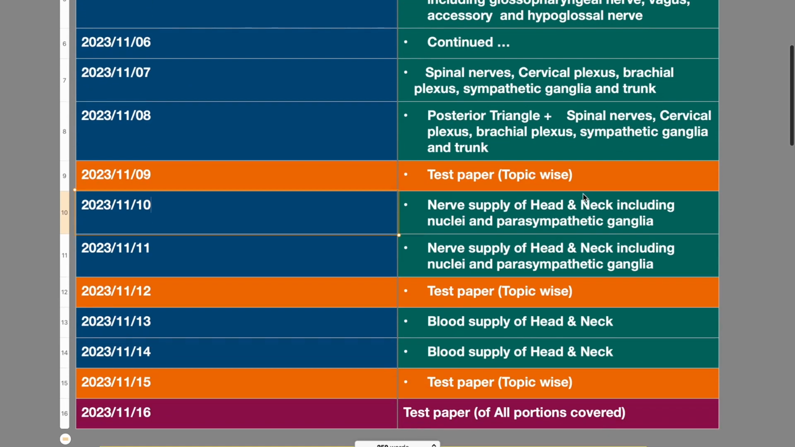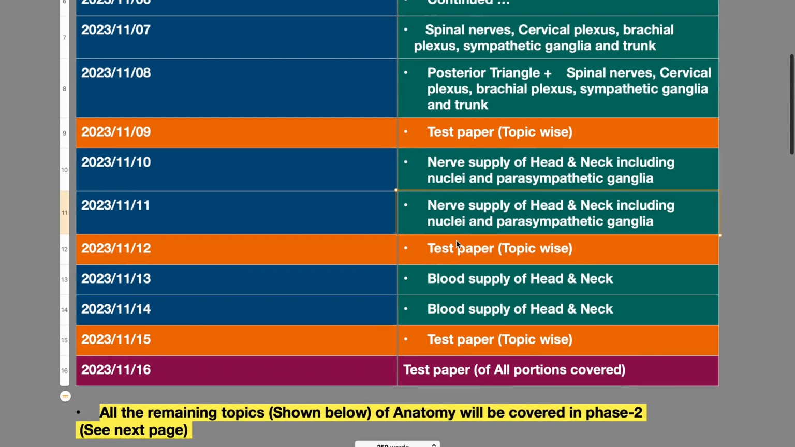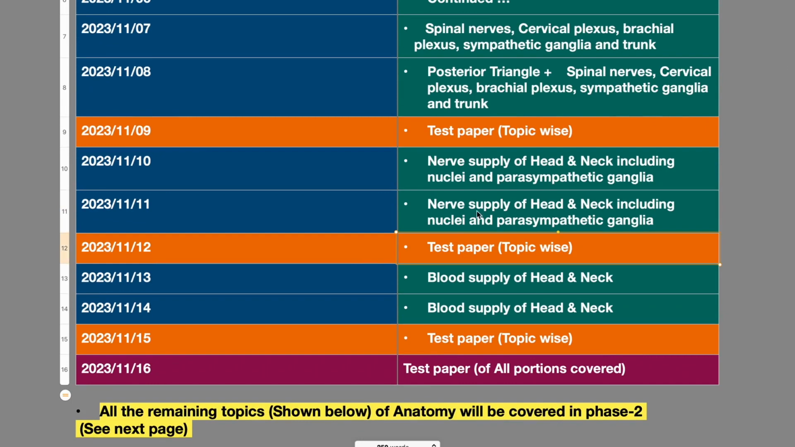Then we will go to the most important topic for you all, nerve supply of head and neck. Very, very important, including the parasympathetic ganglia and the related nuclei. Okay, yes, it's very, very important. So it will be continued the next day as well. Then you will get a topic-wise test paper on these portions.